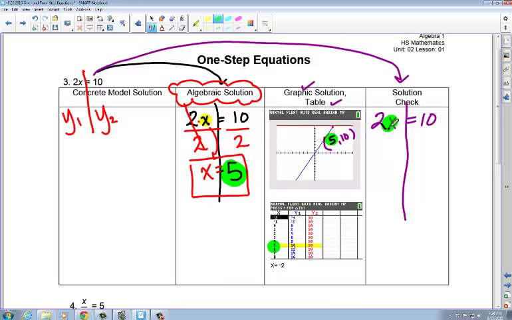So I'm just going to put 5 into x to see if I did it correctly. So I'm going to write 2 times 5 equals 10. If 2 times 5 is equal to 10 and 10 is equal to 10, therefore we did it correctly. We got the right answer using 3 different methods. We used the algebraic solution, the graphic solution, and the table.